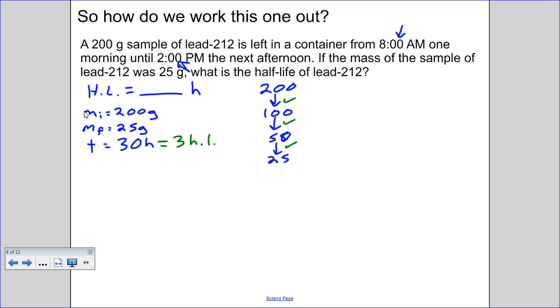So this is equal to 3 half-lives. And since the half-life is constant, that means it's just 30 divided by 3. So the half-life equals 10 hours, because 3 sets of 10 hours would happen in 30 hours. So the half-life of this sample is 10 hours.